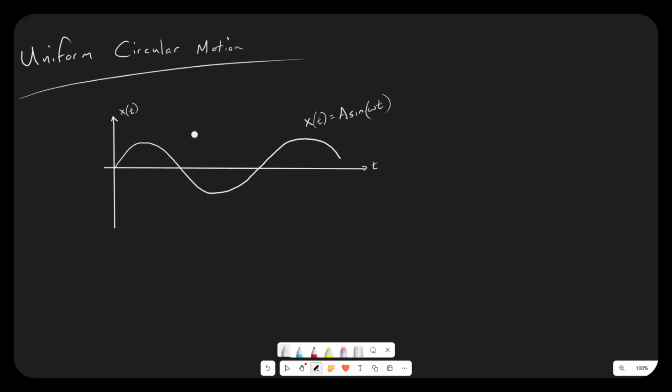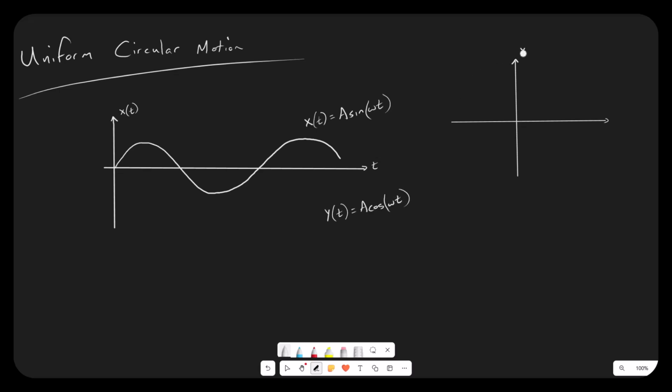What if this is the x motion? So if I've got a coordinate axis like this, if this is the x motion, x versus t is going to go up and down. What if the y motion also looks something like that? And if x was sine, let's go with cosine here.